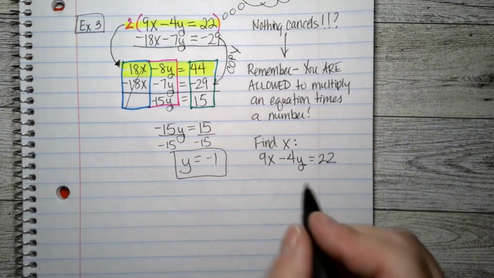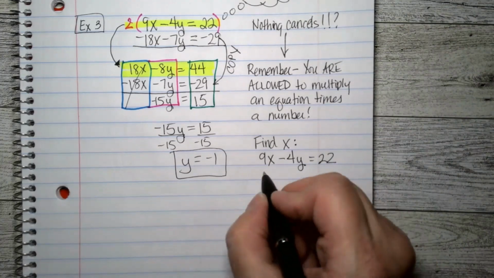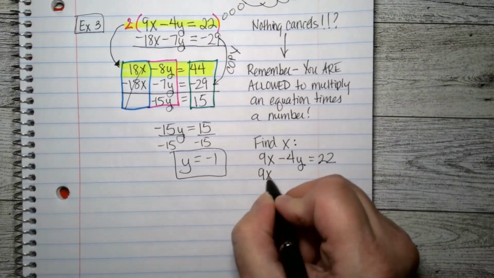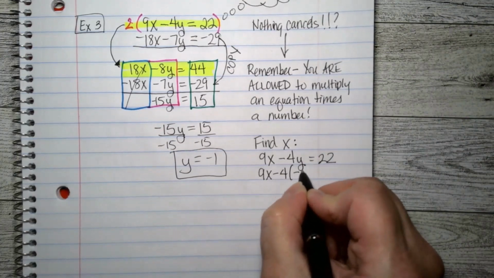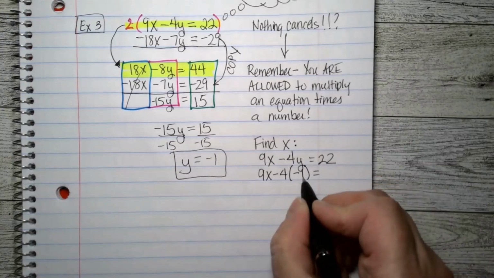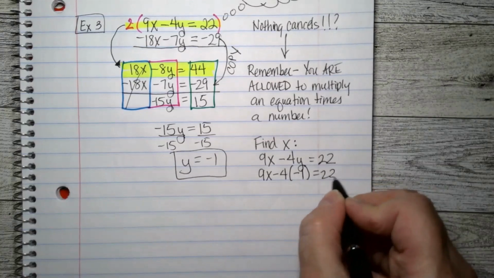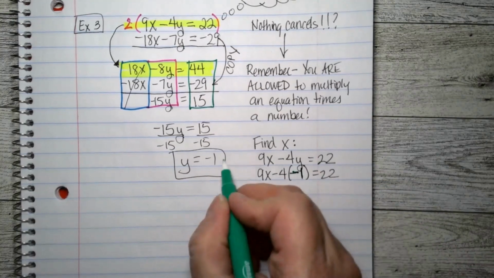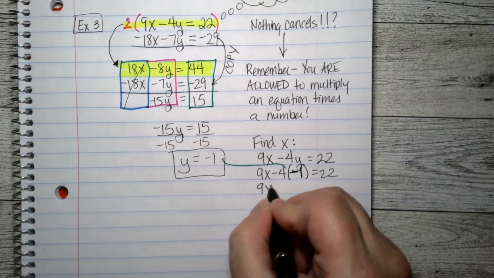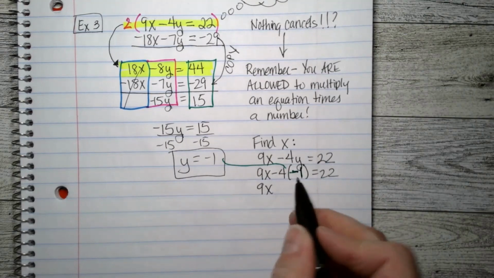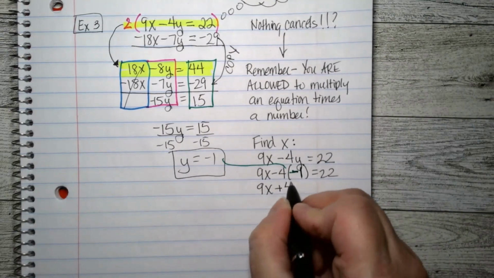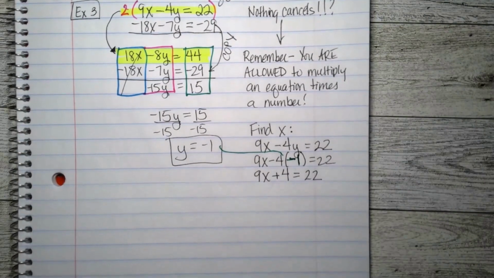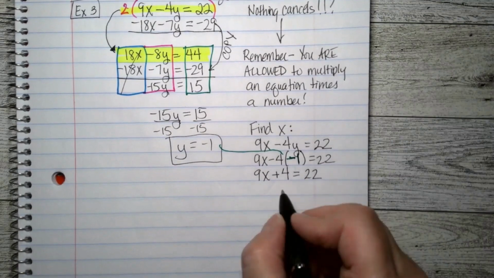I know what the y is, so I'm going to substitute that back in. Negative 1 is the y, and that equals 22. This negative 1 right here came from the answer we just got. 9x. Negative 4 times a negative 1 is a plus 4. That equals 22. All right, subtract 4 from both sides.